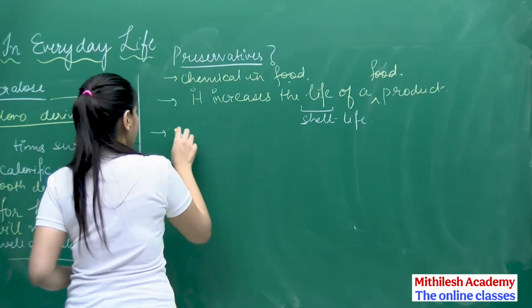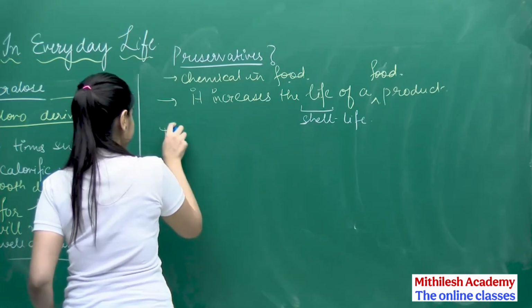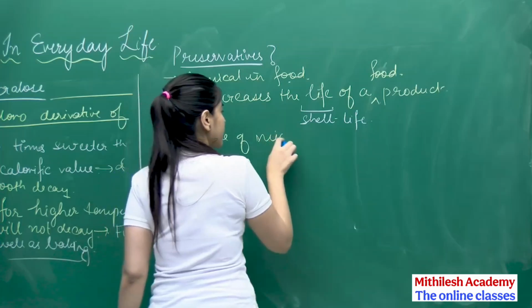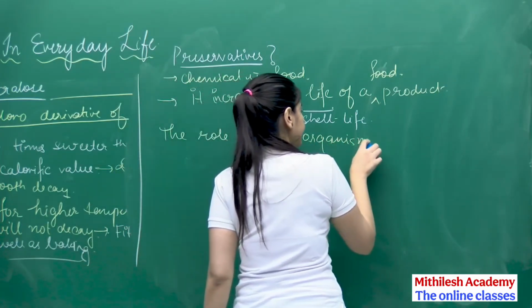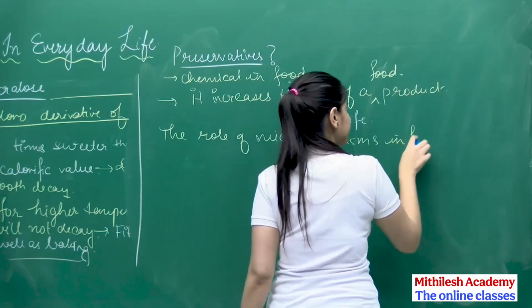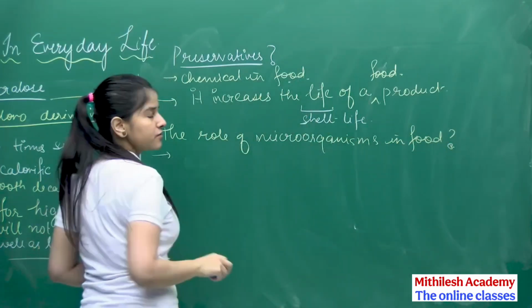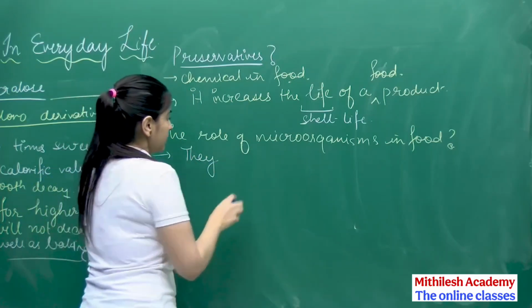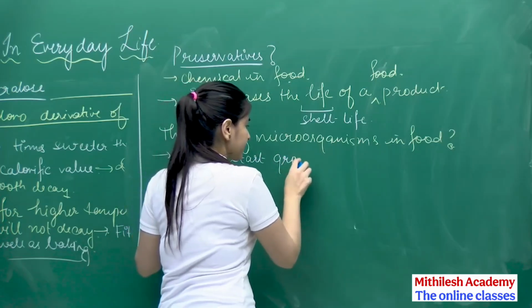So what is the role of microorganisms in food? First is this thing. That means what do they do? They first of all start growing in food.